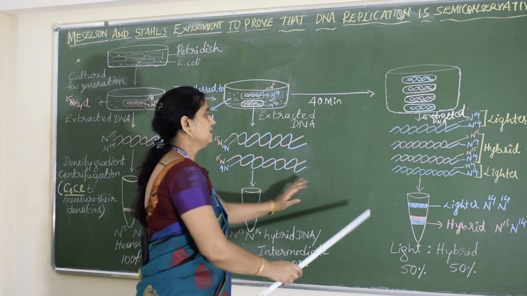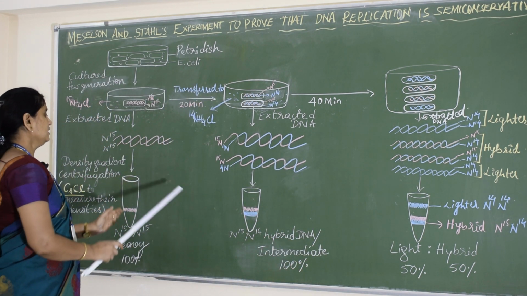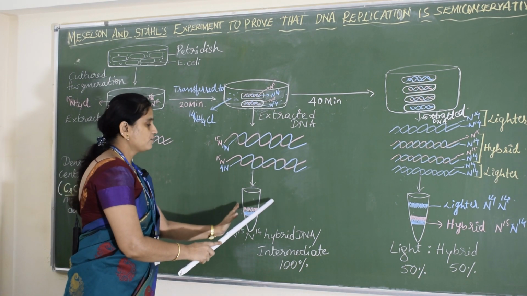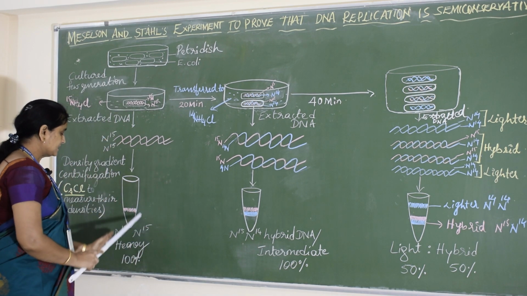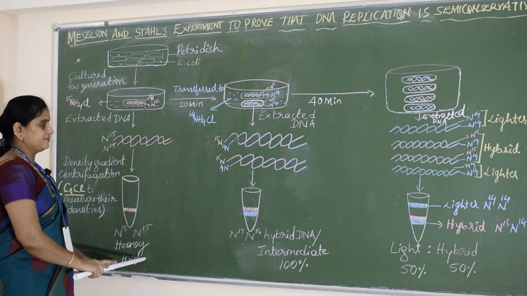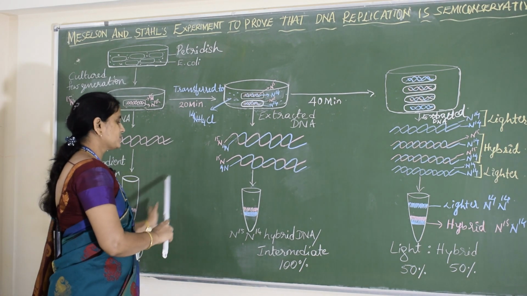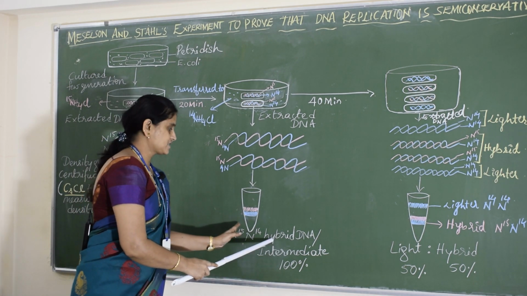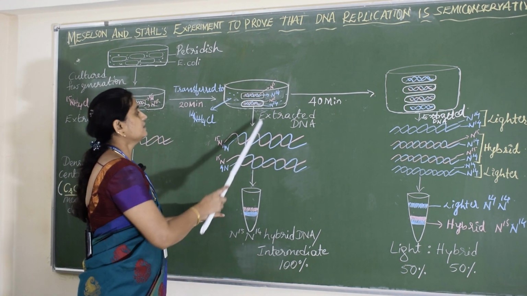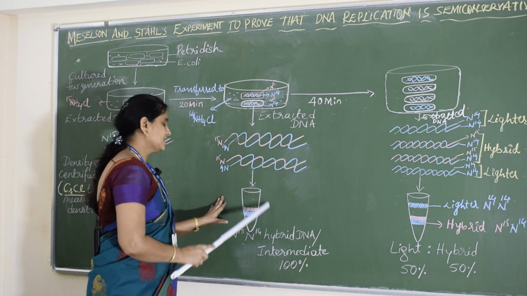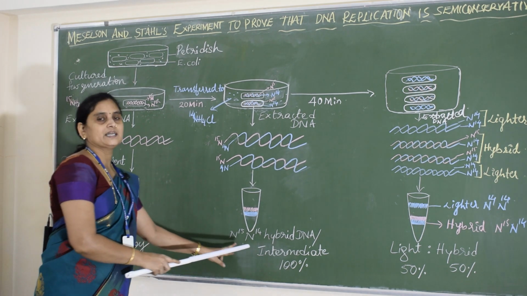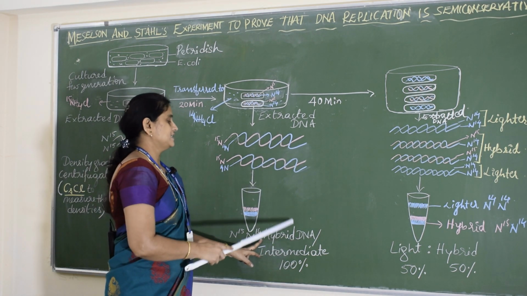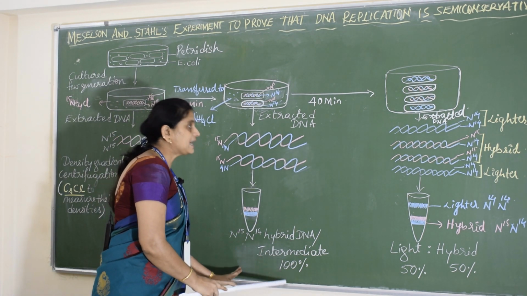So this indicates that at every generation, 50% of the parental DNA is transferred to its progeny. Here is 100% heavier DNA. From this 100% heavier DNA, 50% is transferred to the next generation. So here it is 100% hybrid DNA, but 50% is N15 heavier DNA and the remaining 50% is lighter DNA. Hence it is hybrid, 100% hybrid.